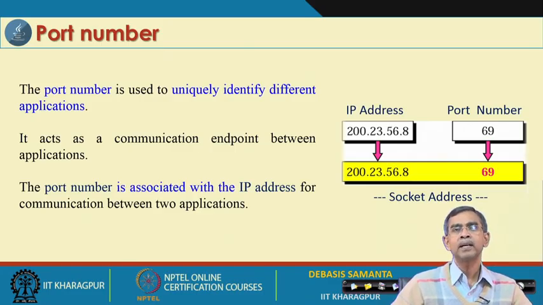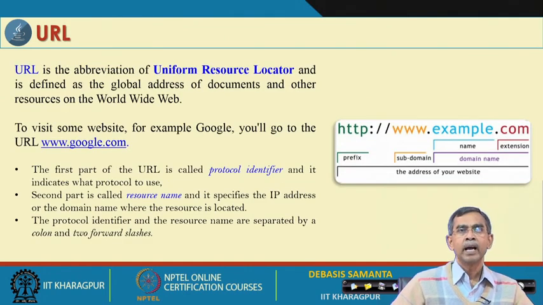Usually the port number is related to the machine itself. Every application on a machine is given a unique port number, and together the IP address and port number are called the socket address. So, a socket address is nothing but the address of an application. And then there is also the concept of URL. Probably we are familiar with an example of a URL like www.google.com.